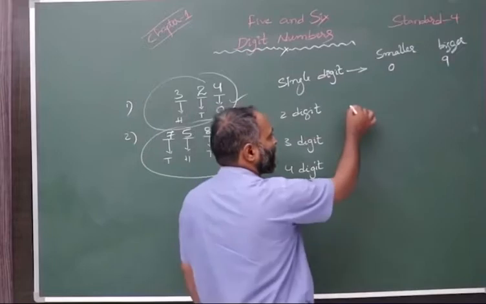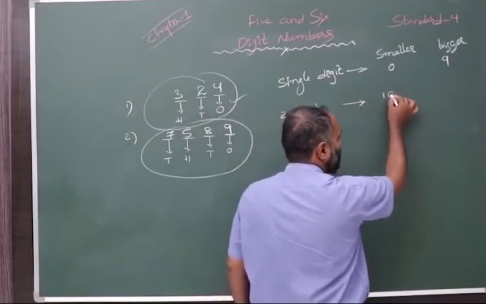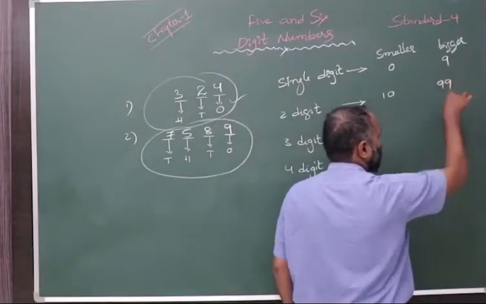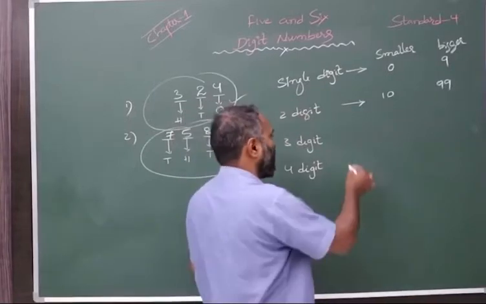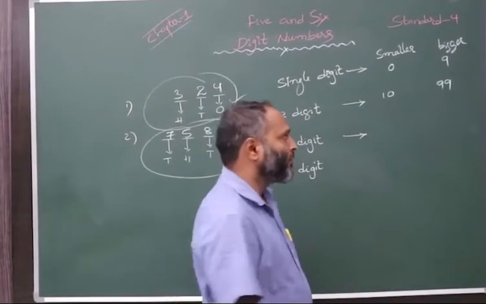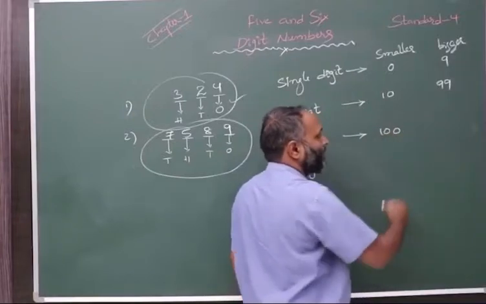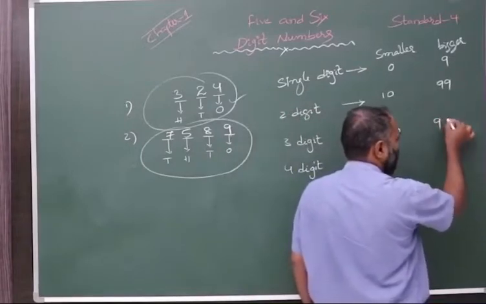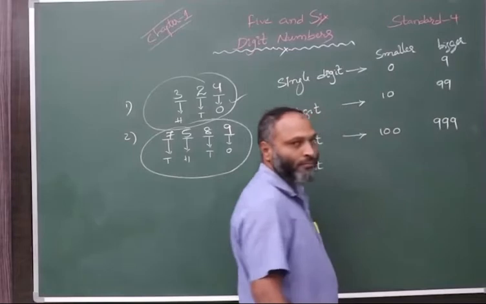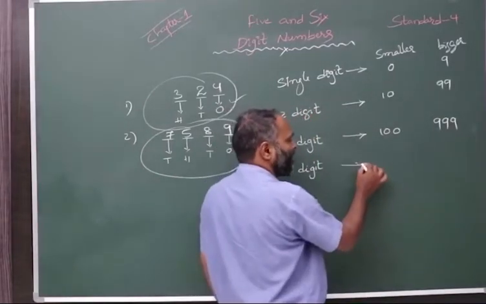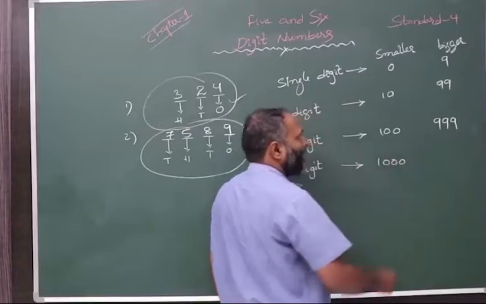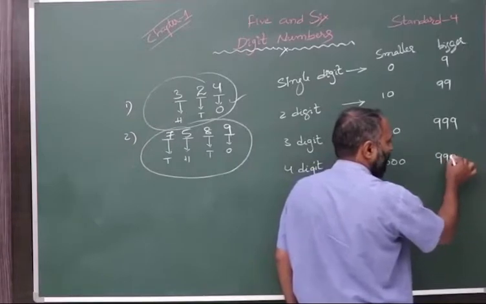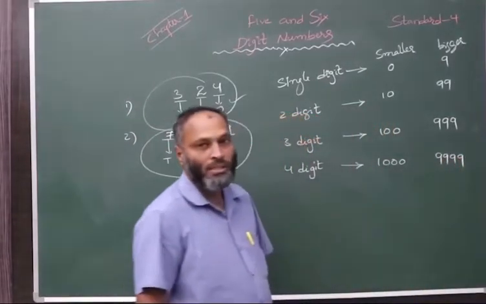In double digit numbers, 10 is the smaller number and 99 is the bigger number. In 3 digit numbers, 100 is the smallest number, and the biggest or largest number is 999. In 4 digit numbers, 1000 is the smaller number and 9999 is the bigger number.